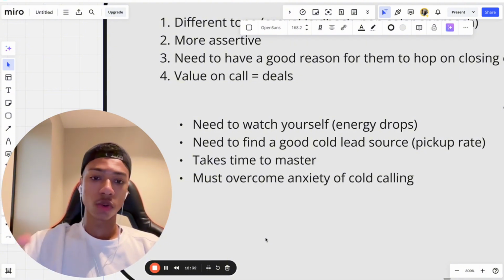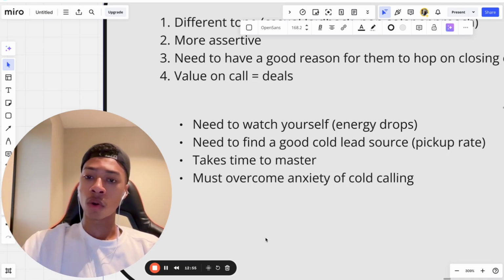And it takes time to master all the skills: how you speak, how you handle objections, your tonality, managing your energy levels, understanding people, understanding yourself. That's stuff that takes a long time to master, and that's one of the big things about cold calling. But once you master it, it's such an amazing skill because you can make so much money with it when you start cold calling.